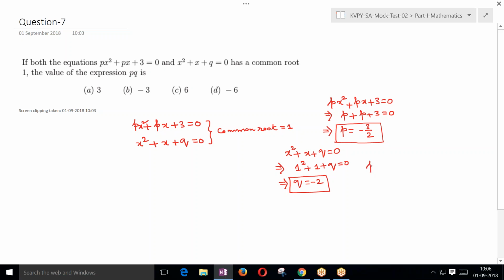So from here what do we get as the value of pq? pq is equal to minus 3 by 2 into minus 2, that is equal to 3. So we get the correct option as A.